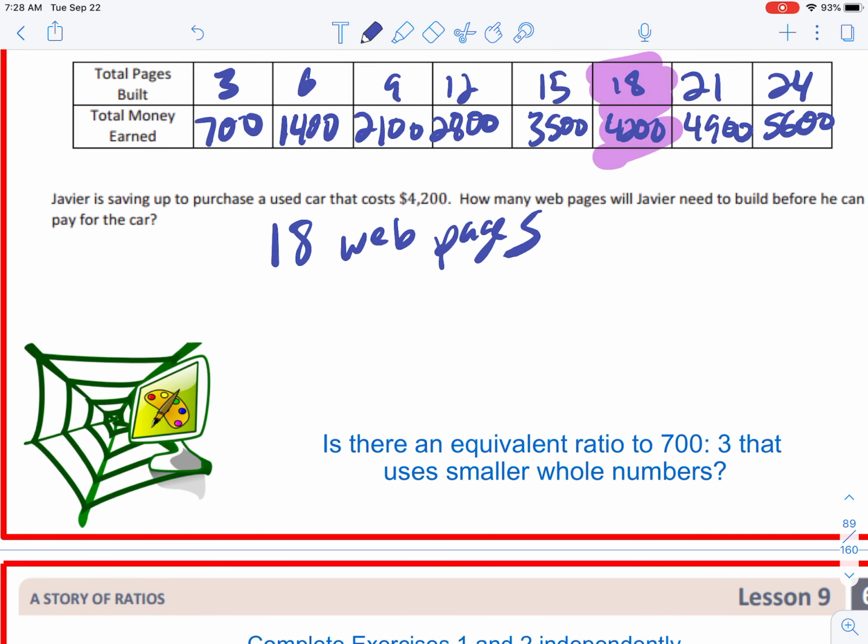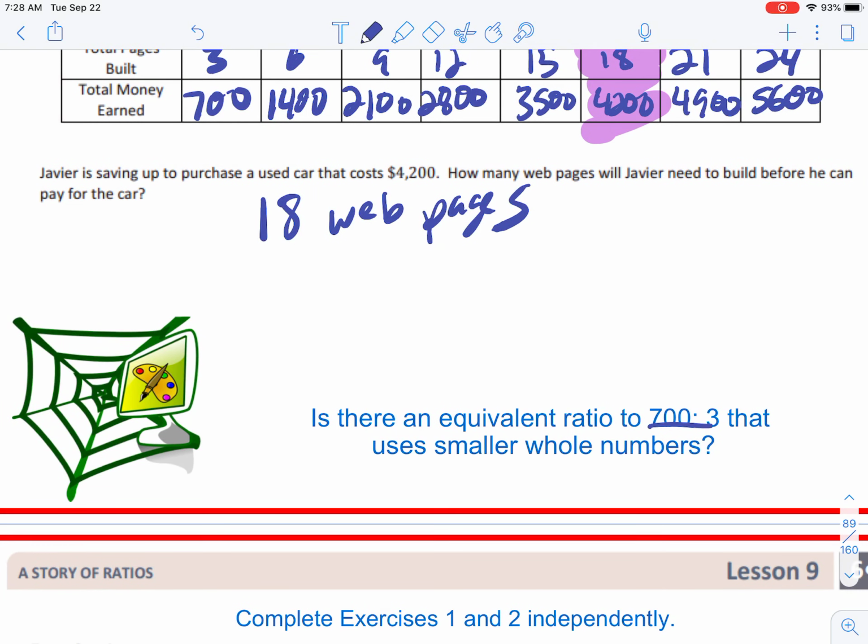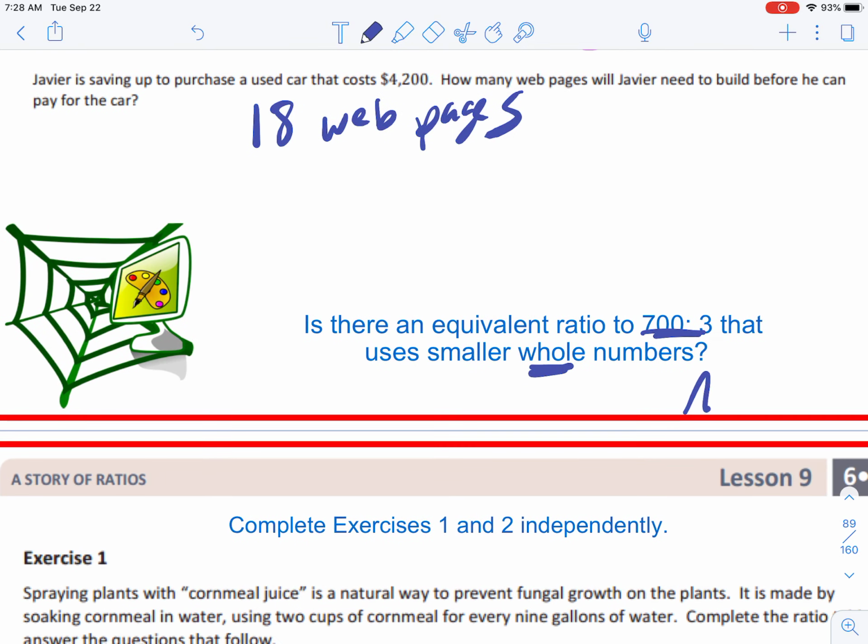All right. So it says, is there an equivalent ratio to 700 to 3 that uses smaller whole numbers? No, because there's not going to be a whole number smaller than 3. There's going to be a number that has a decimal that's smaller than 3, but not whole numbers. And we'll get into that later. But for now, the answer is no.